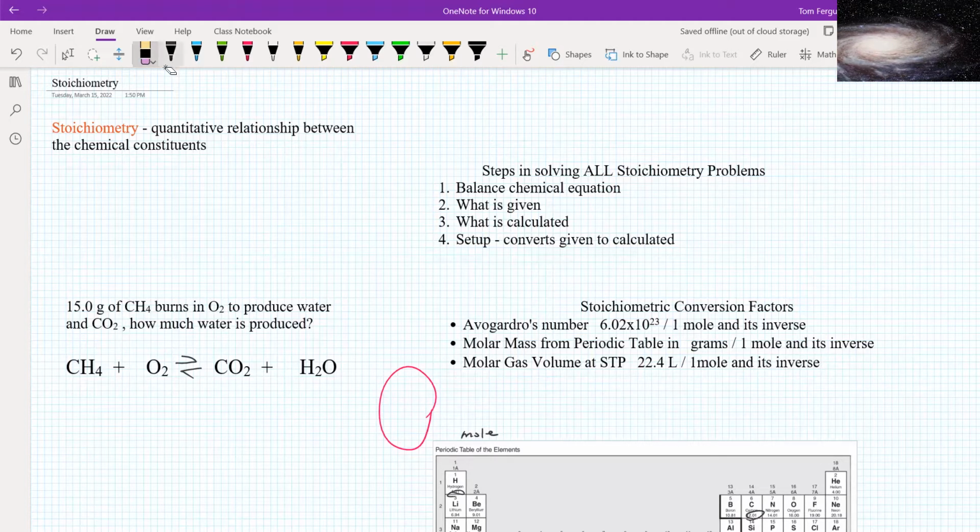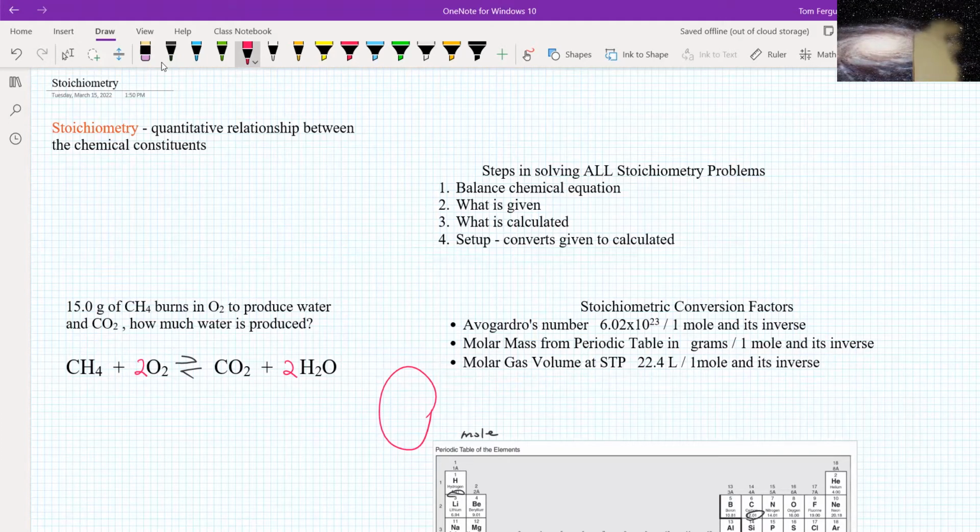Okay, so for example, 15 grams of methane burns in oxygen to produce water and carbon dioxide. How much water is produced? Okay, so we go through our 4 steps. Is there a chemical reaction going on? Yes. So what's step 1 then? Always balance it, right? Is this balanced as written? Okay, we need to balance it. Okay, it's now balanced.